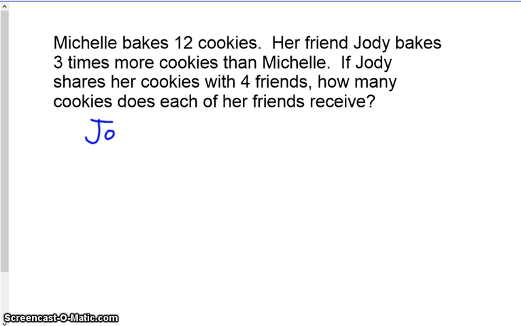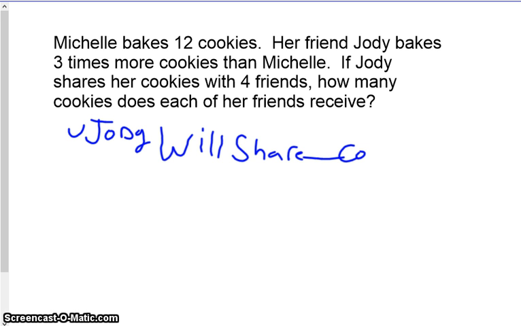Aiden, what'd you say? There are blank. She gave blank cookies to her friend. Okay. Deshaun, what'd you say? Jody has blank cookies to what? To give to her friends, right? Okay. Kaylee? Jody can share blank cookies with her 4 friends. I like that one. Jody can share blank number of cookies with her 4 friends.